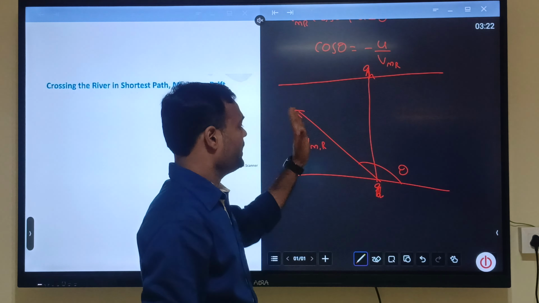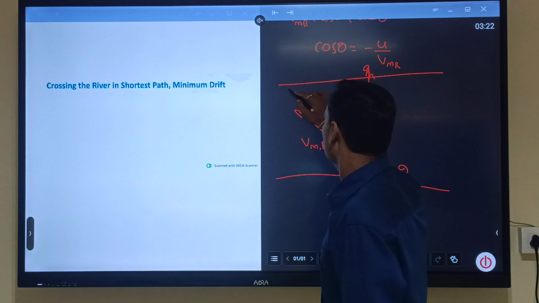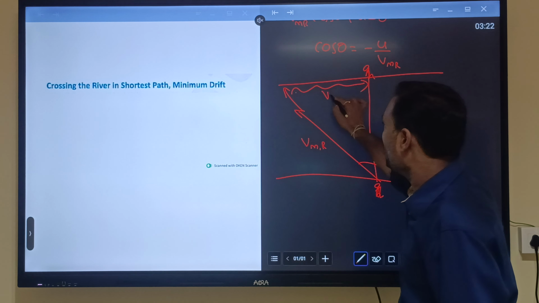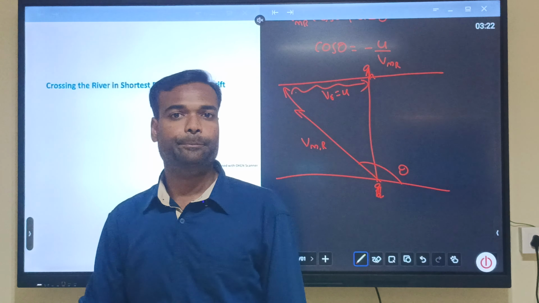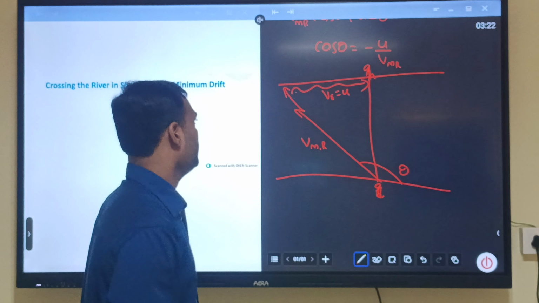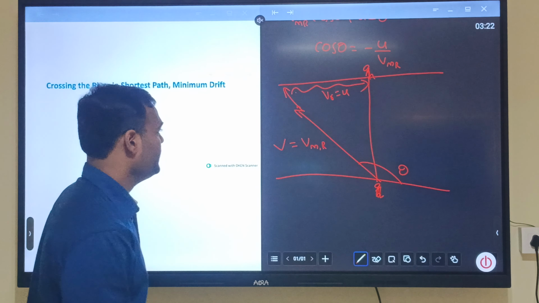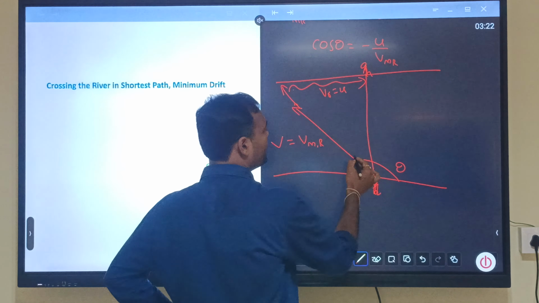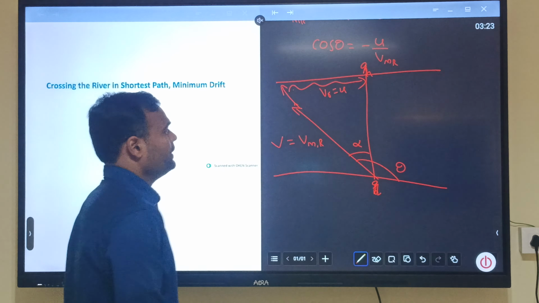If he tries to move like this, then the river pushes him in the rightward direction with the velocity of u, then he can reach the exactly opposite point. I hope you get my point. Now let us assume it is V. Now the condition for minimum drift is satisfied, and here let us assume the angle is equal to alpha.